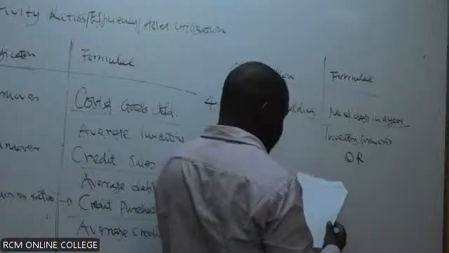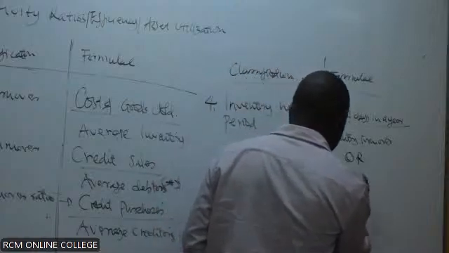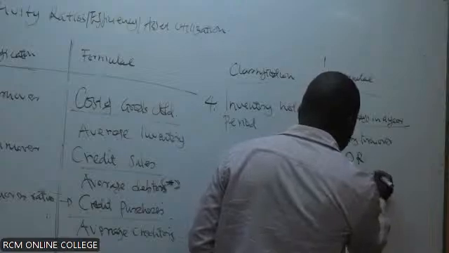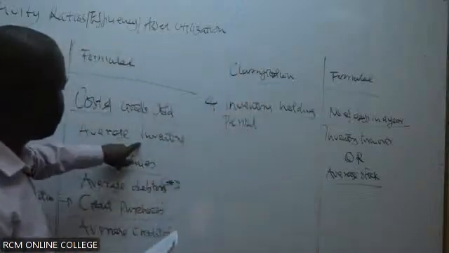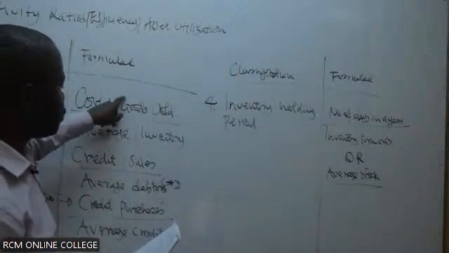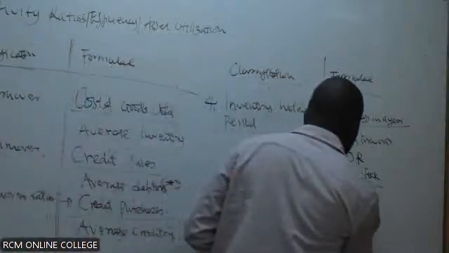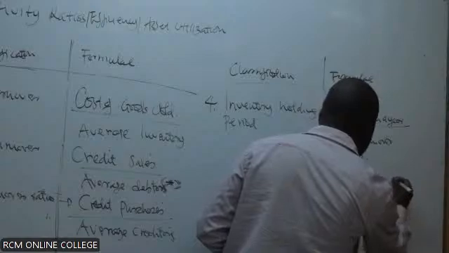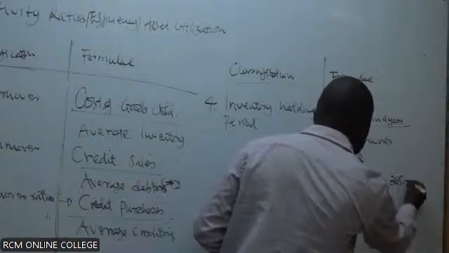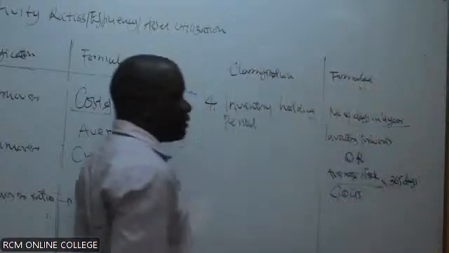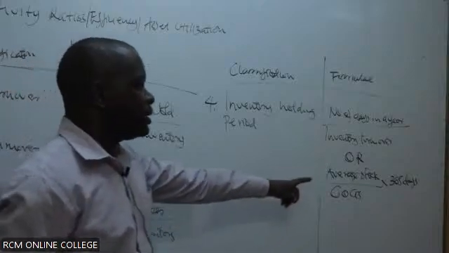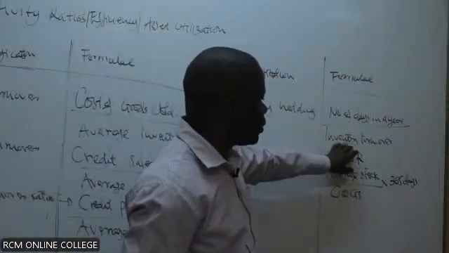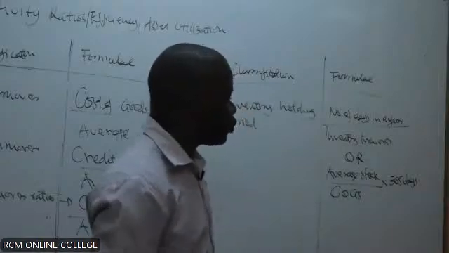Take average stock, or average inventory. You divide by, now you reverse this formula. You take average inventory and divide by cost of goods sold. You multiply by 365 days. Ideally, what has happened is we've reversed this formula. This one has gone up, this one has gone down. Then you multiply by 365. It's just the same formula as this one.